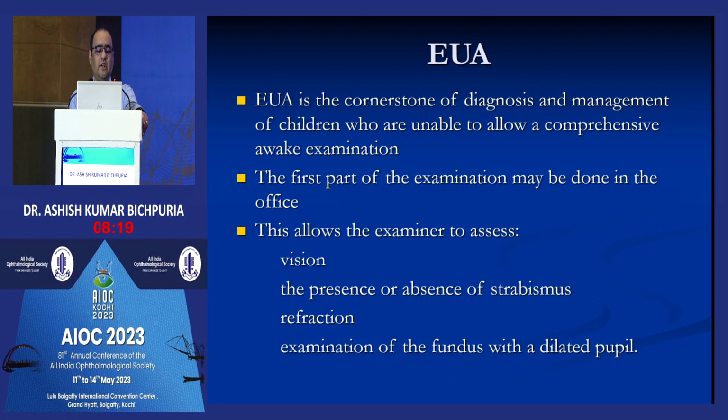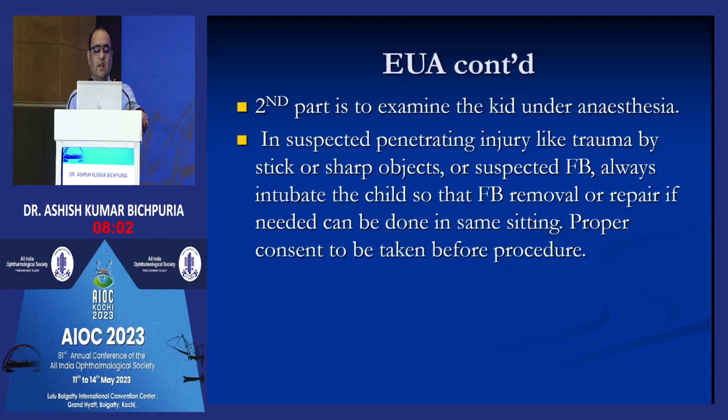Now comes the EUA. EUA is the cornerstone of diagnosis and management of children who are unable to allow a comprehensive awake examination. The first part of the examination may be done in the office. This allows the examiner to assess vision, presence or absence of strabismus, refraction, and examination of the fundus with a dilated pupil. The second part is to examine the kid under anesthesia.